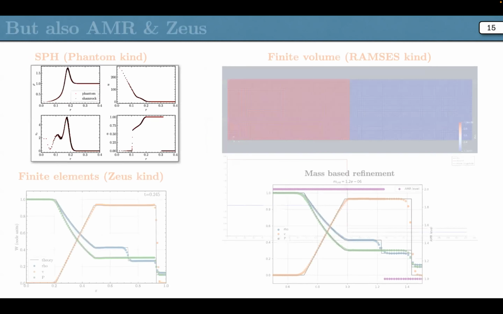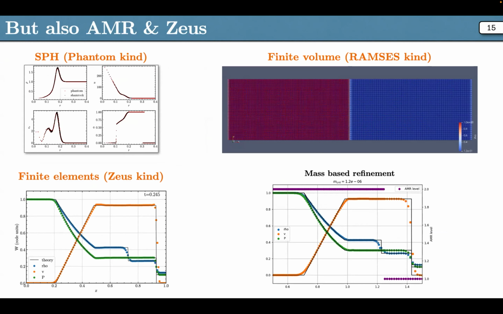Anyway, but we don't have only SPH. We have also adaptive mesh refinement, as in the RAMSES kind of solver. It's actually the core of the RAMSES solver without individual time stepping and without MHD for now. We also have implemented the Zeus scheme in the code, both of which here are not production ready yet. SPH is really the most mature solver in the code right now.